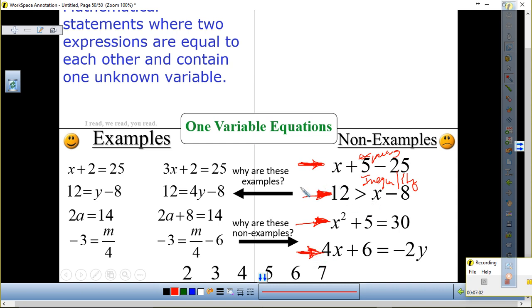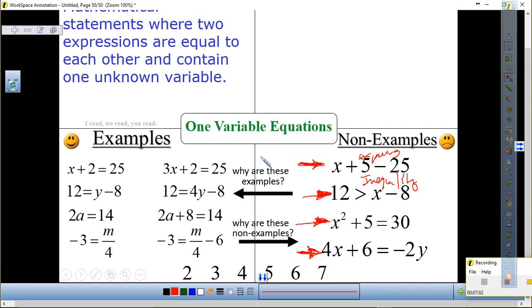Armando, why is that not a one variable equation? Let me give you a hint. Armando, why is that not a one variable equation? Two variables. So what would be a name that we would give this one, Audrey? Bam, Audrey, that is correct, a two variable equation. And we will get into those later on.